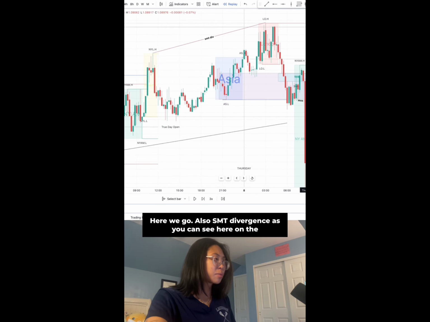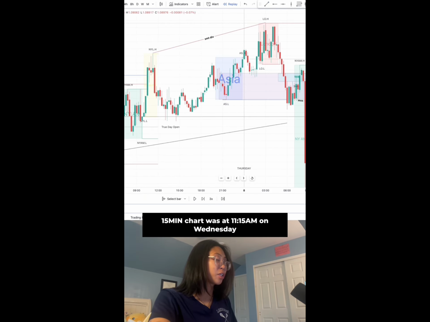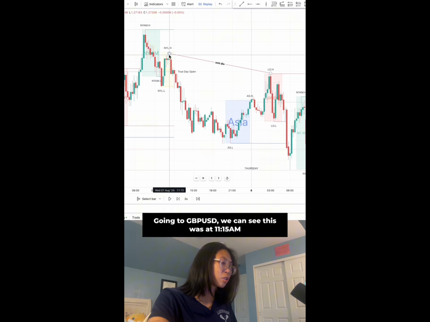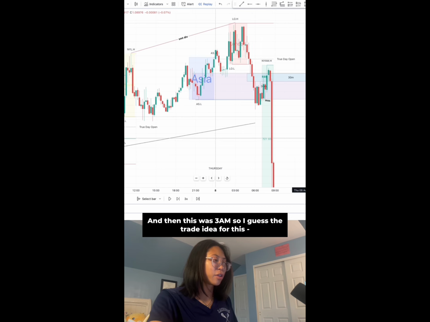Here we go. Also, SMT divergence, as you can see here on the 15-minute chart, was at 11:15 on Wednesday. This is at 3 o'clock on Thursday, coming to $1. You can see this was at 11:15, and then this was at 3. So I guess the trade idea for this, let me zoom out a bit.